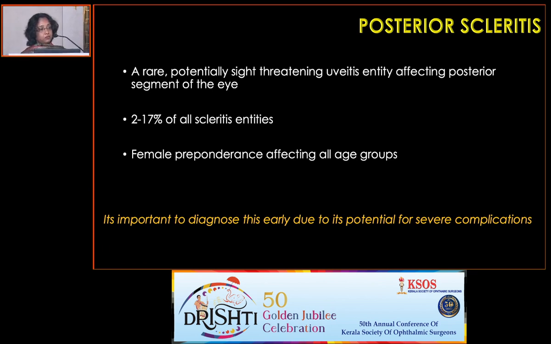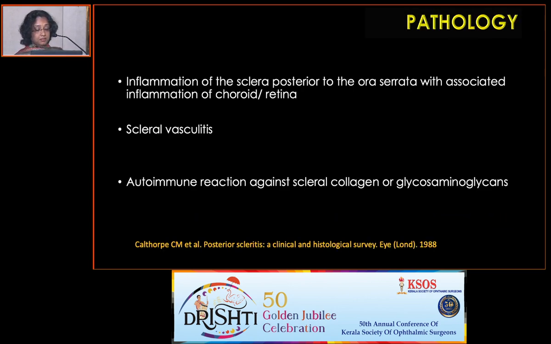Posterior scleritis, as you know, is a very rare entity, but it is a potentially sight-threatening uveitis, which affects the posterior segment of the eye. It has a female preponderance and affects all age groups. Why is it important to diagnose this? Because if we diagnose early and treat, it may prevent the potential severe complications which this can lead to.